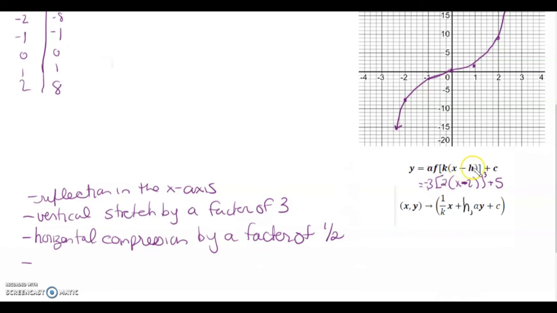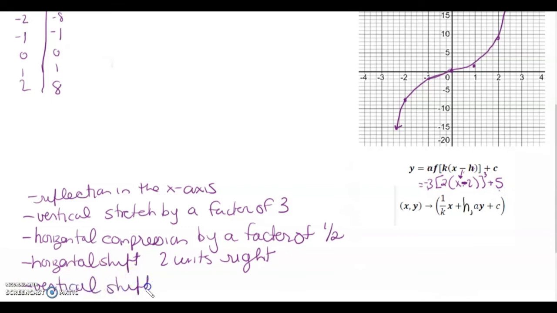Okay, this h value, so see how this negative sign is built in and this negative here? So h is directly 2. Okay, so this is a horizontal shift 2 units right. Then we have 5 for the c, so this is a vertical shift 5 units up.